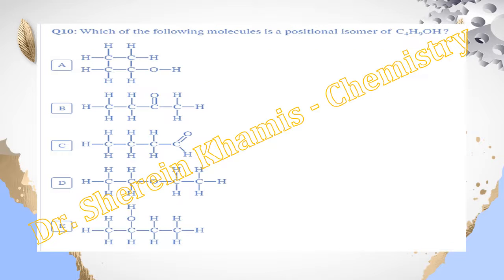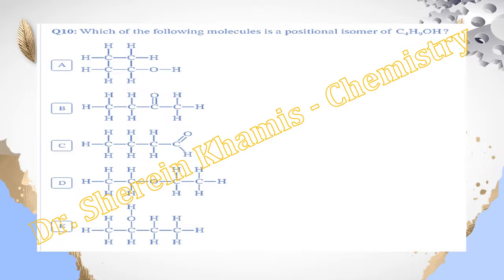Let's go to question 10. Question 10 says: which of the following molecules is a positional isomer of C4H9OH? A positional isomer means that the functional group OH takes a position on the main carbon chain, not on the branched one. Here we have OH, but on the branched carbon. Here we have C double bond O. No, there is no OH alone here for a positional isomer. Here we have C double bond O. We want the group OH alone.